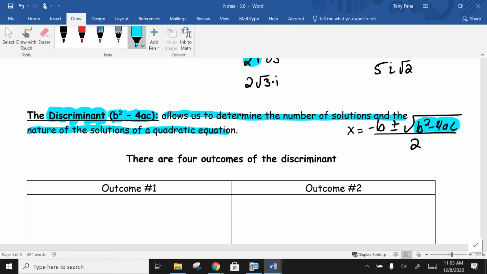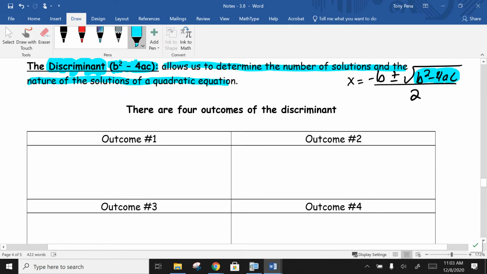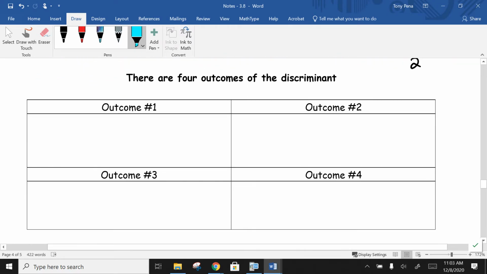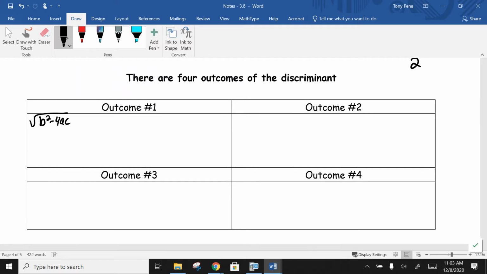Are they imaginary? Are they real? Do we get 2 solutions? Do we get 1 solution? Do we get no solutions, or at least no real solutions? Okay. So in your table, what you're going to fill out, there are 4 things that could happen. So in option number 1, we're just going to write what the discriminant is. And the radical isn't even necessarily part of it, but I like putting it there.